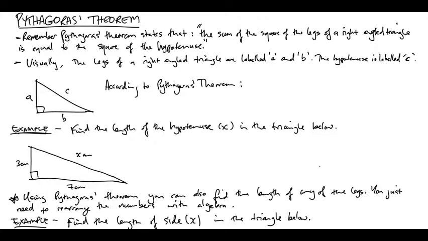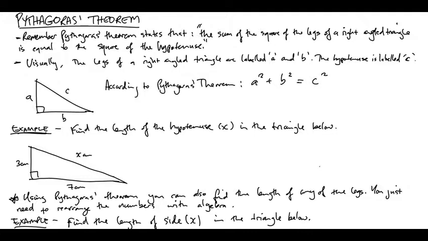So visually, if you look at it, what am I talking about? Legs, it's the straight up and the straight across, and then the hypotenuse is always going to be the long side that connects the two. So according to Pythagoras' theorem, a squared plus b squared is going to equal c squared in this case, because I've labelled the hypotenuse as c.